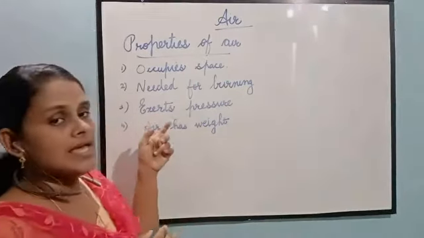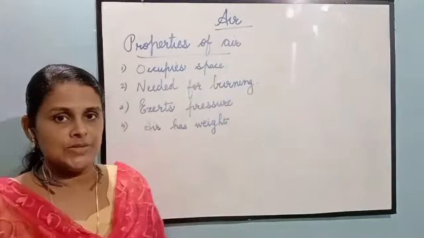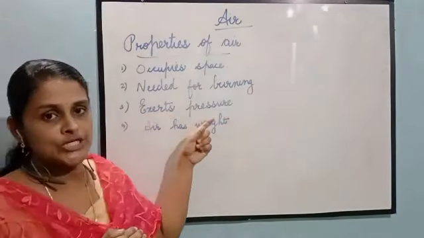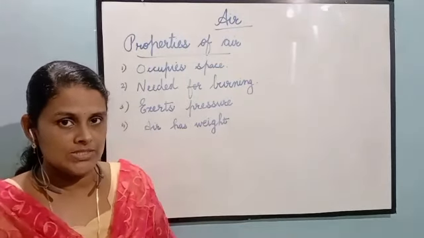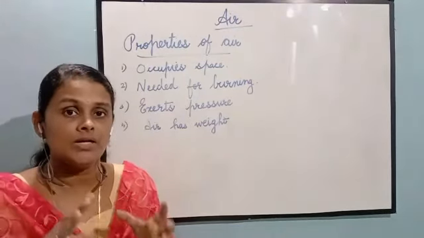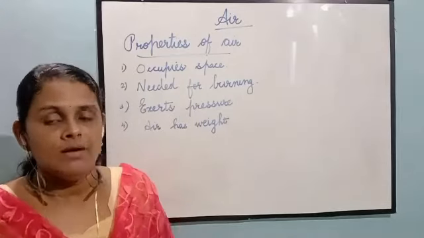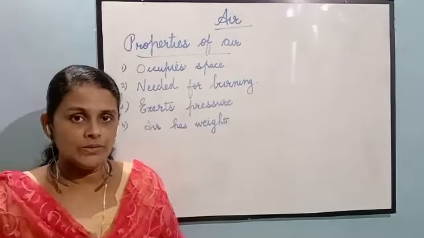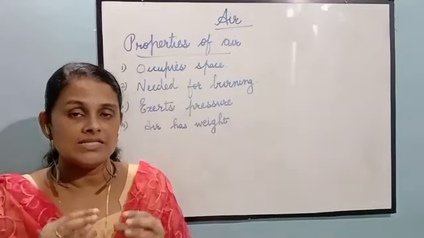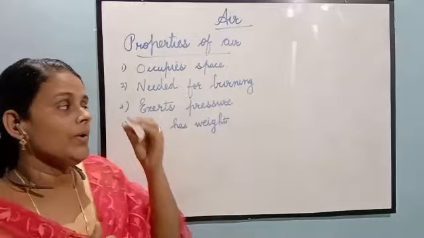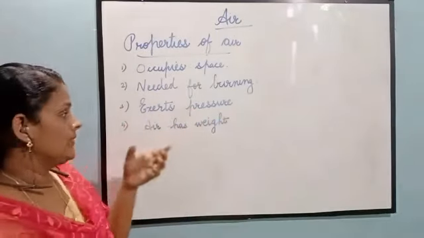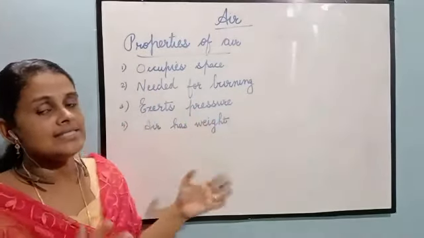The third property, air exerts pressure. What do you mean by exerts pressure? The pressure exerted by the air on the bodies. Because of the pressure, the particles of air push in all directions. If we consider a balloon, the air inside the balloon exerts pressure in all directions and makes it blow up. So, air exerts pressure. The fourth point, air has weight.